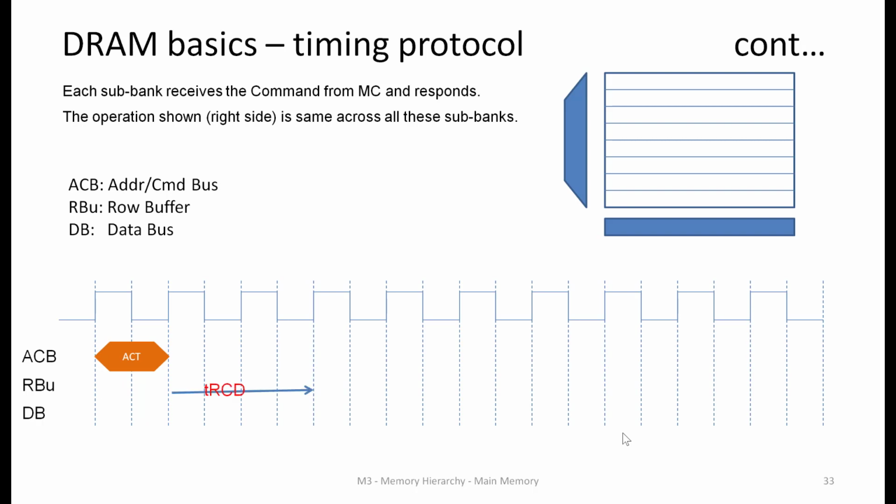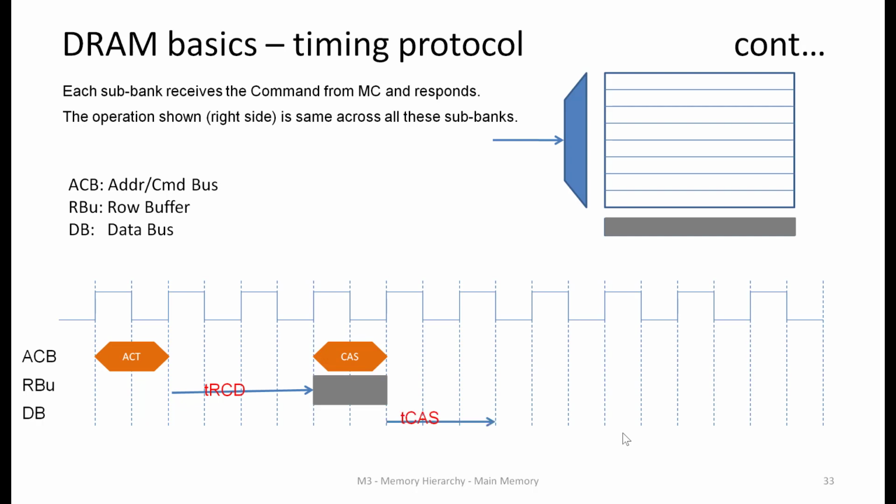Now, TRCD is the minimum time it takes for the row decoder to decode, select a row in the bank or sub bank, and write it to the row buffer. At the end of TRCD cycles, the data in the row buffer will be stable. At this moment, on the address command bus, we can send a cache to this bank.